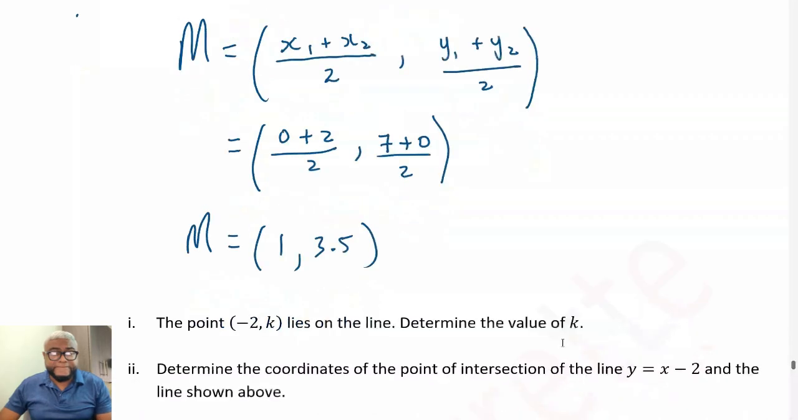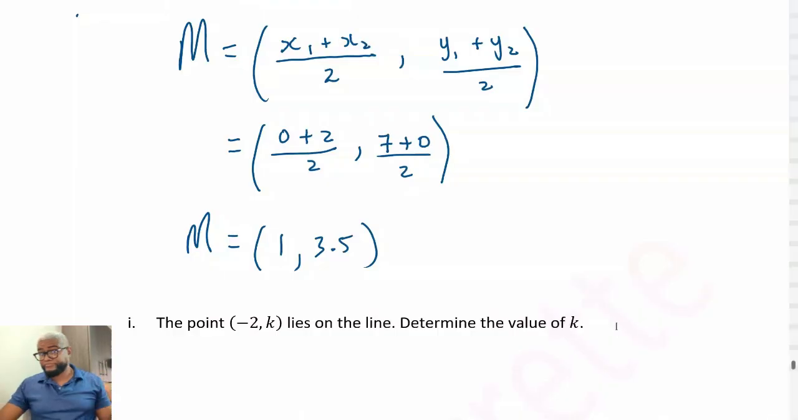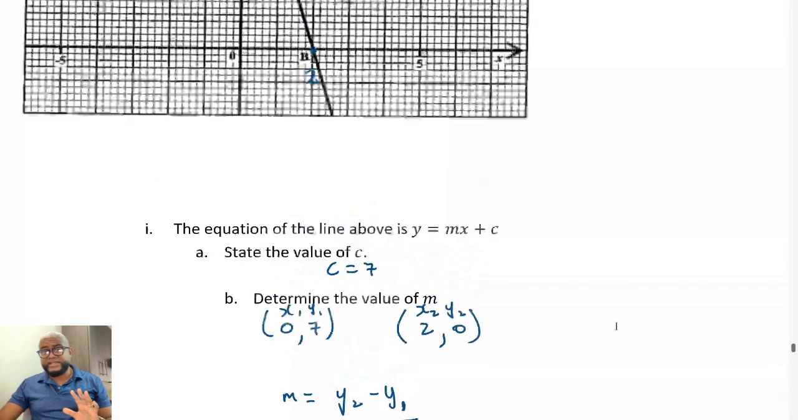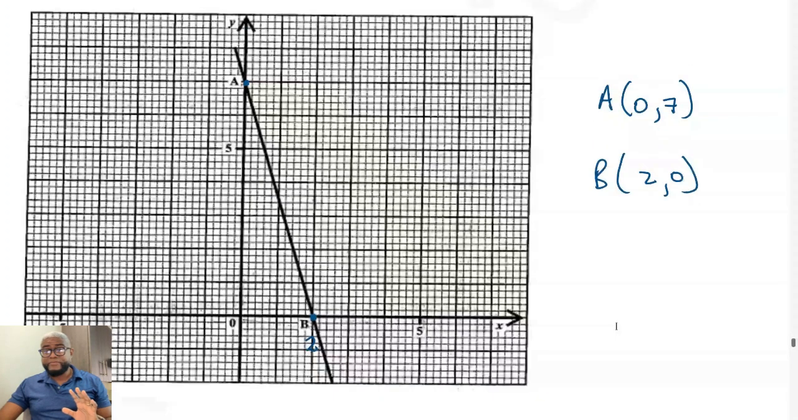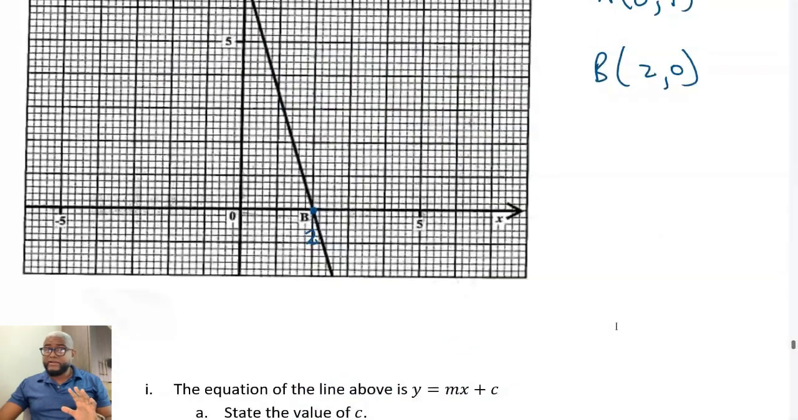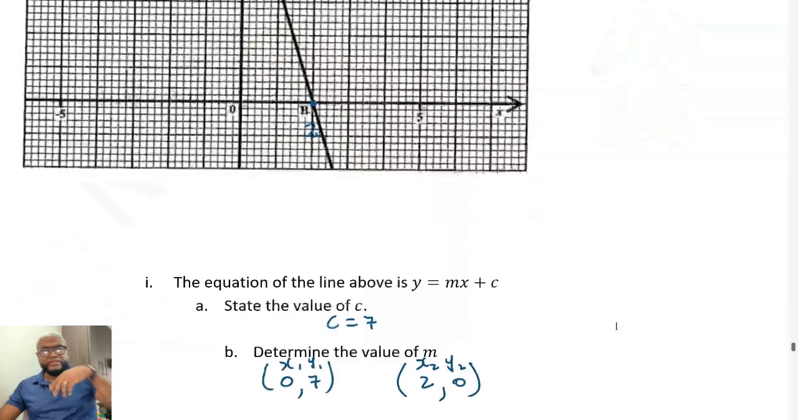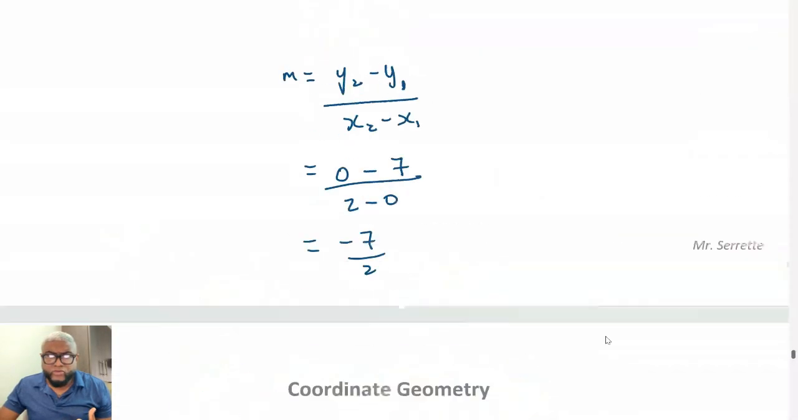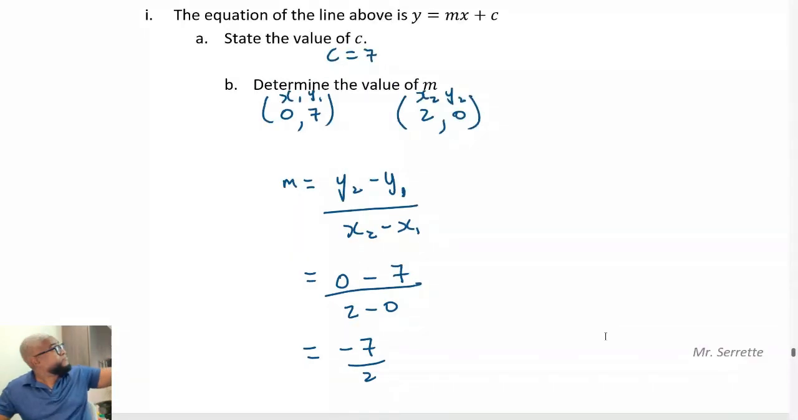Yes, sir. Right. So the point (-2, k) lies on this line, the line above. Determine the value of k. Okay. So there we go. (-2, something) lies on this line, right? So what we need is the equation of the line. We plug in the value of x and we'll be able to find the value of y, right? Did we find the equation of the line anywhere here? No, but we have c and we have m. Everybody agrees? You all seen it there? Yes. We have c and we have m.